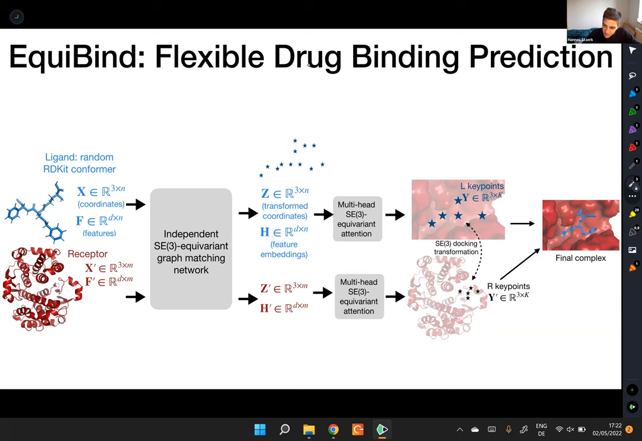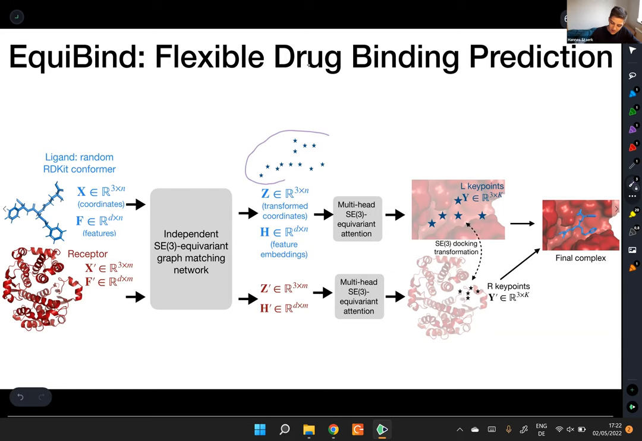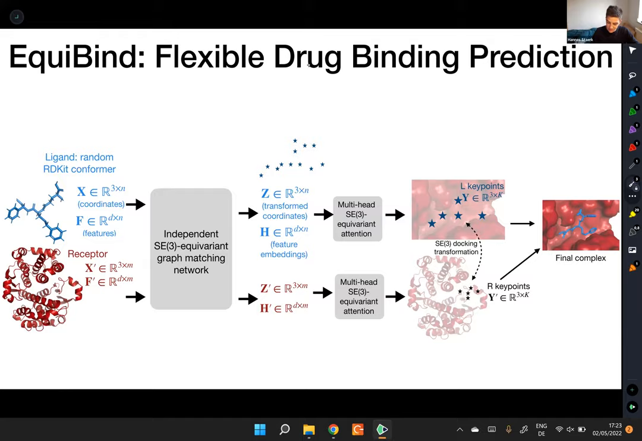Yeah, so let's get into that, right? We have our transformed point cloud here. And from this transformed point cloud, we construct the key points. So this transformed point cloud, which originally came from our ligand, can actually be very janky. Let me go maybe here. It can look like this, for example.